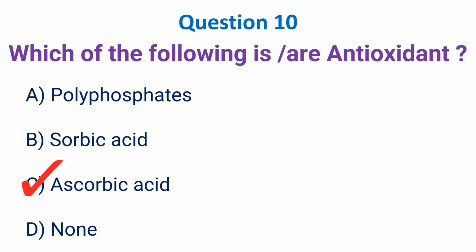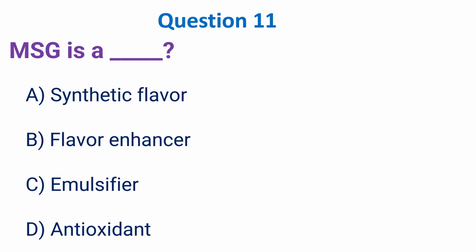preservative. Question number 11. MSG is dash. Options are option A synthetic flavor, option B flavor enhancer, option C emulsifier, option D antioxidant. And the correct answer is option B flavor enhancer. MSG is also called monosodium glutamate. It enhances the flavor when added to canned foods, restaurant foods, etc. And it gives an umami taste.